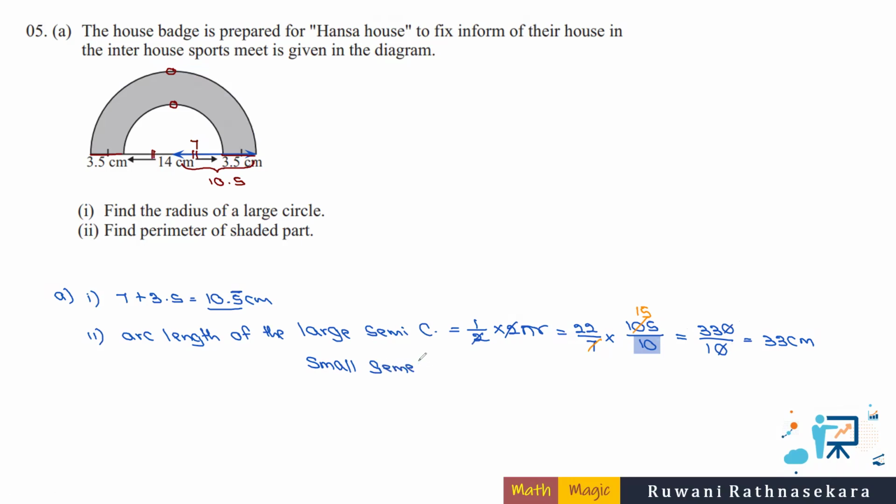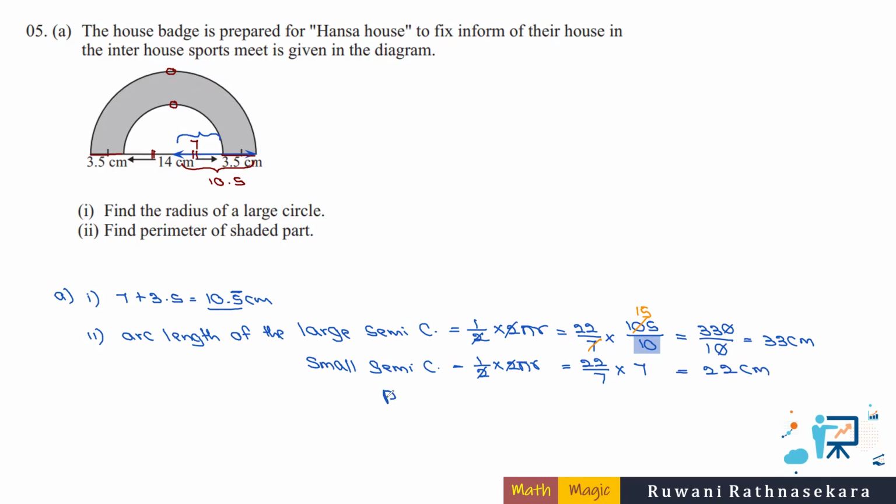Right? Son, you can easily find the small semicircle because the diameter is 14, so the radius is half of it, which is 7. Therefore, it should be half of the circumference of a full circle, since it's a semicircle. With these two 2s cancelled, it should be 22 over 7 into the radius, which is 7. Right? After these two sevens are cancelled, you get 22 centimeters.